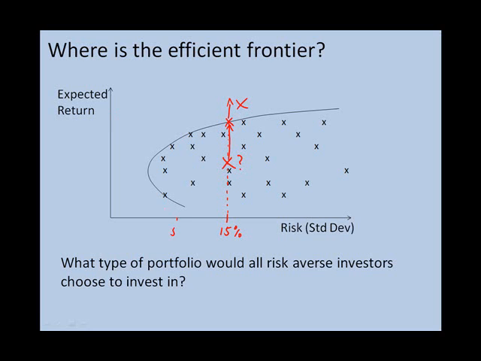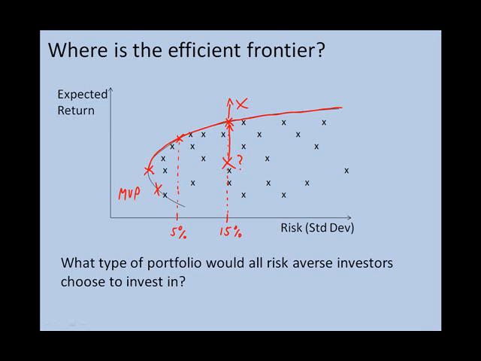Consider a 5% level of risk. Where is the efficient portfolio? The efficient portfolio is once again at the edge of the feasible set. Where's the efficient frontier then? Well, the efficient frontier is going to run from the minimum variance portfolio. It's going to run along the edge of the feasible set.